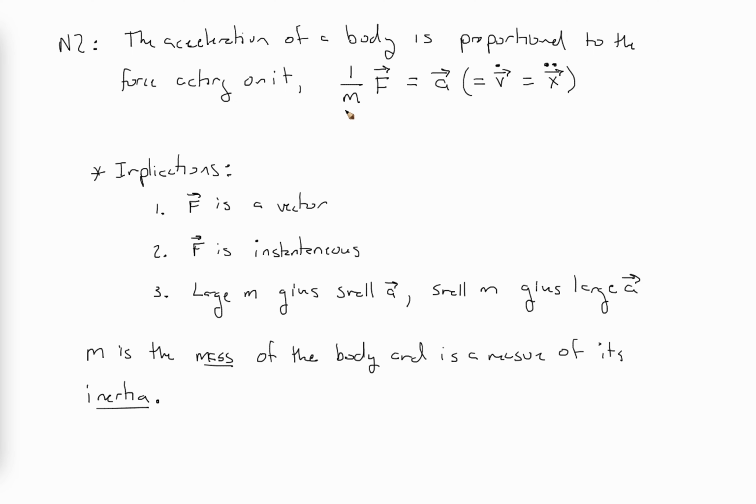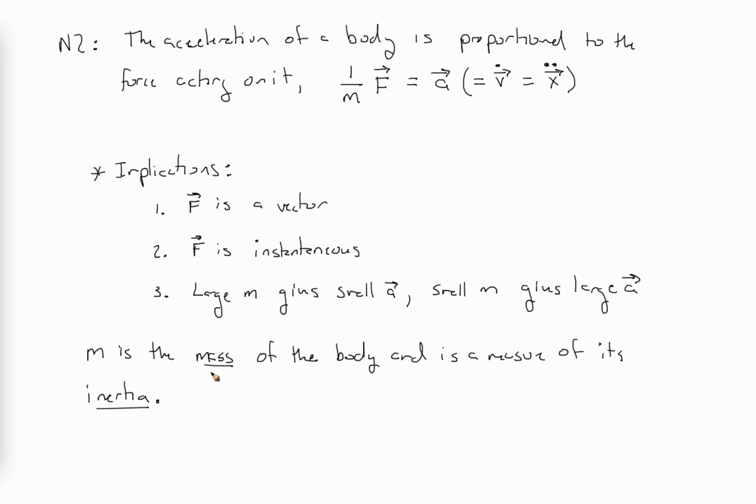And finally, we have this quantity 1 over m. So what does this tell us? Well, if m is really big, then 1 over m times a vector F is going to make that vector really small. The acceleration then is going to be a small number. 1 over m is the scalar. It scales the length of F. So if m is large, 1 over m is small. Big m means little a. On the other hand, little m means big a.